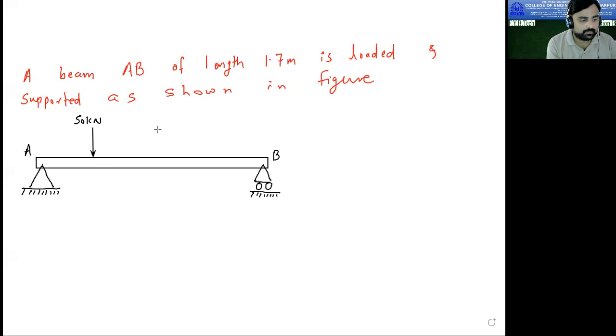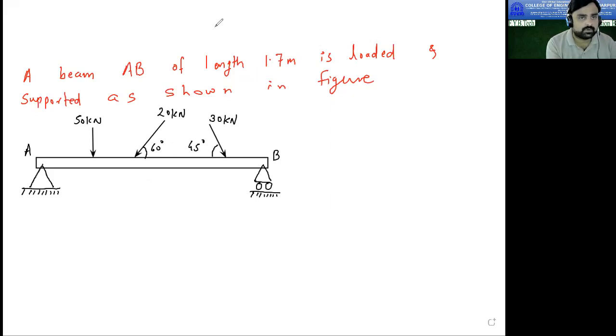Second, 20 kilonewton, which is inclined at an angle of 60 degree. This angle is 60 degree, and this is 20 kilonewton. Next load is 30 kilonewton, and this angle of inclination is 45 degree. And this load is 30 kilonewton.